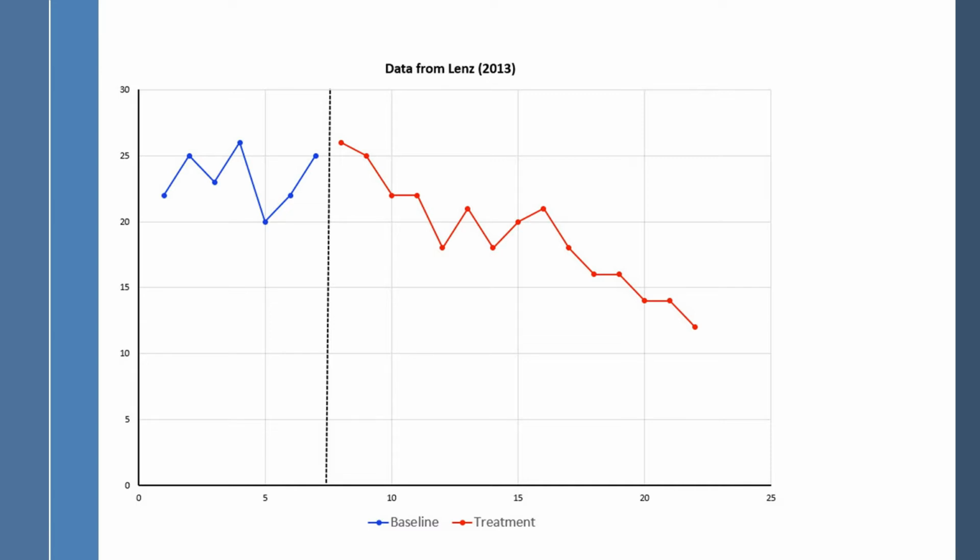The direction of the PND really depends on the goal. If the goal is to reduce the behavior, then you're looking for the lowest score at baseline as your benchmark. If your goal is to increase the behavior, then you use the highest score at baseline as your benchmark. In this case, we're trying to reduce the scores. We're trying to reduce the behavior measures.